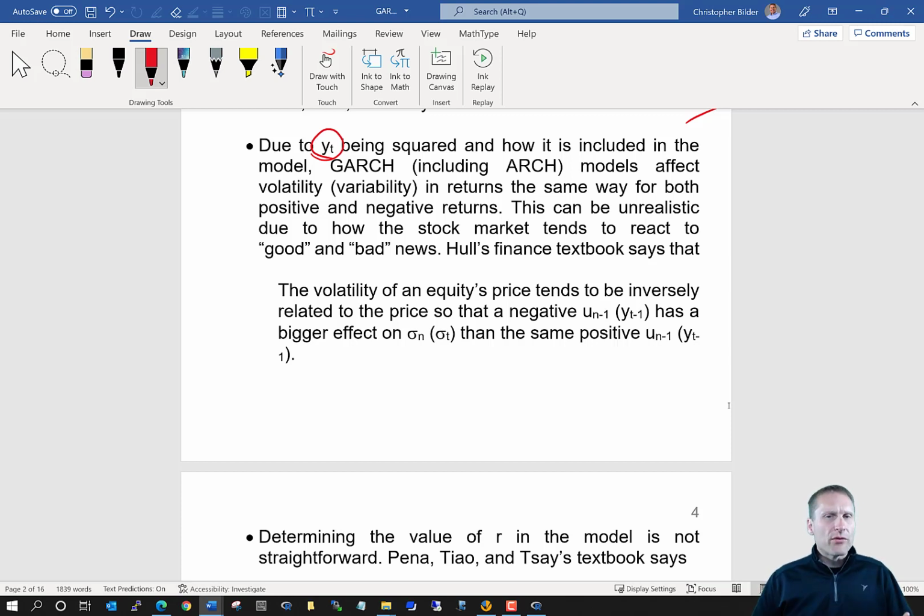And those who are experts in finance say, well, this might not be realistic. Because of this, and I'll mention this a little bit later, other versions of these GARCH models have been developed since the original version that I showed you here, which try to account for this asymmetric association between the positive and negative returns and sigma squared t.